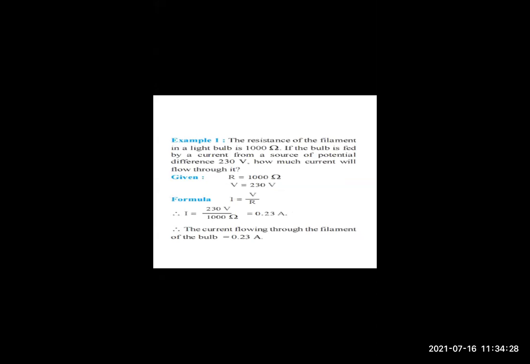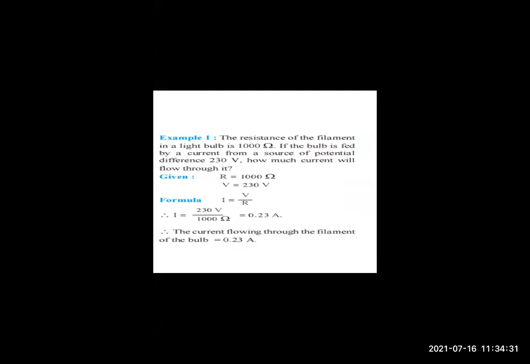Okay, now let us solve this sum, students. Now in the screen, you can see example number 1. The resistance of the filament in a light bulb is 1000 ohms. The bulb is fed by a current from a source of potential difference 230 volt. How much current will flow through it? Whatever is given, you first write: R equal to 1000 ohms, V equal to 230 volt. The formula according to Ohm's law, I is equal to V upon R.